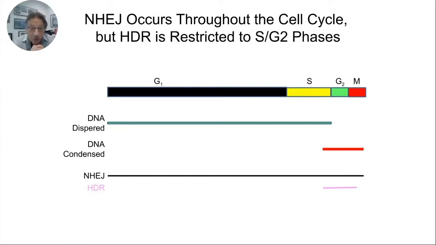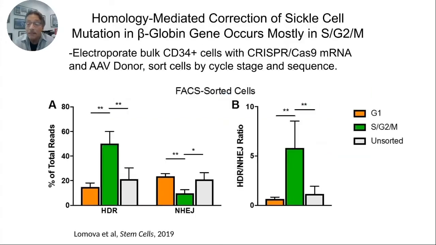And so focusing more on the cell cycle, it's relatively well known that throughout most of G1 and into S phase, the DNA is dispersed, but then it becomes condensed prior to mitosis. NHEJ occurs throughout the cell cycle, whereas HDR is confined to the late S and G2 phases. And so, in fact, when we've looked at editing by cell cycle, we see this difference.